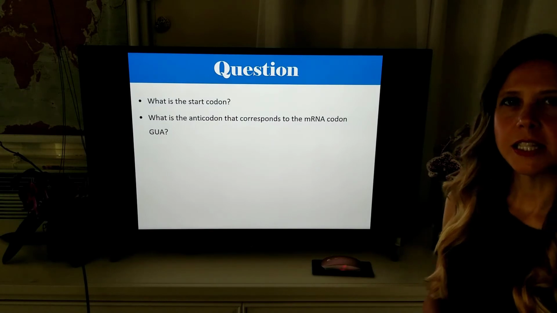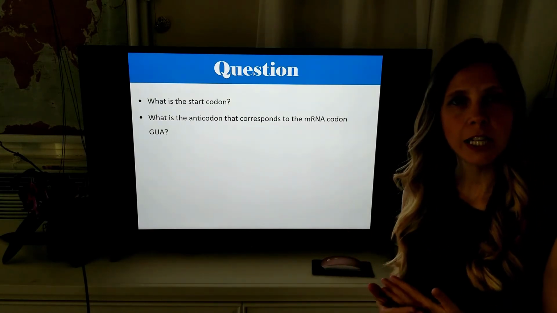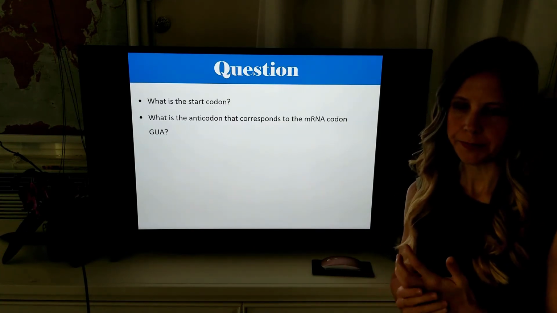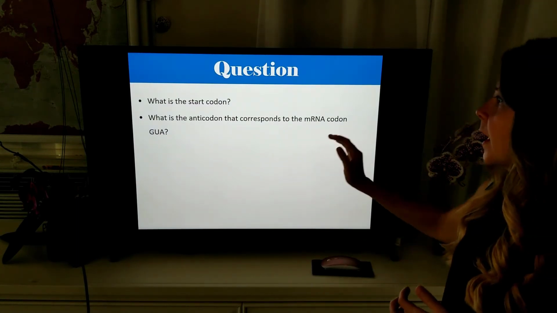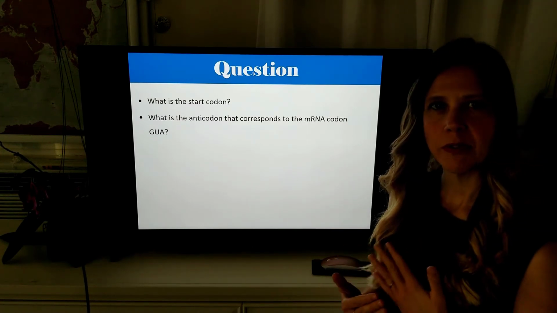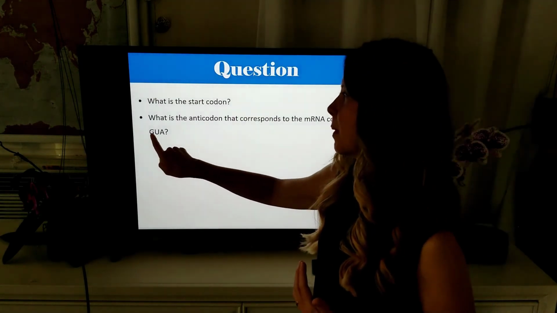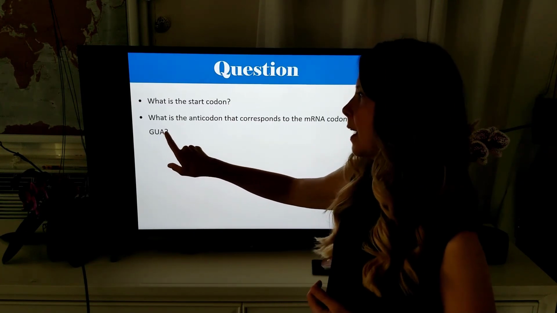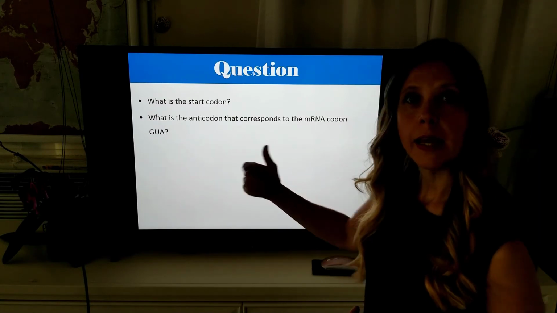Okay, so let's answer these questions. What is the start codon? Well, the start codon is AUG, and remember that start codon codes for the amino acid methionine. What is the anticodon that corresponds to the mRNA codon GUA? Remember, the anticodon is going to be found on our tRNA, and we use our same base pairing rules. So where we have a G, we would have a C, U, we would have A, and A, we would have U. So that anticodon would be CAU.